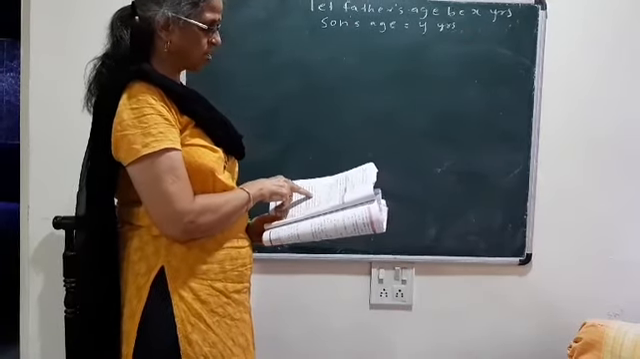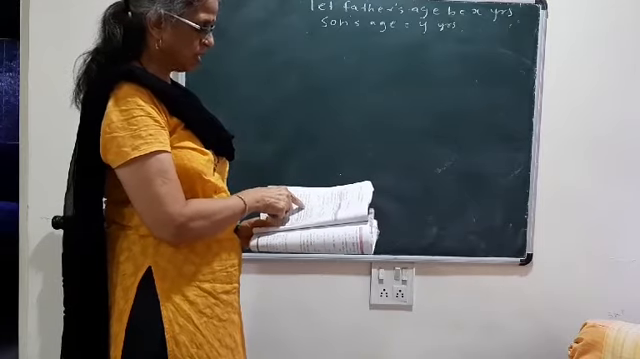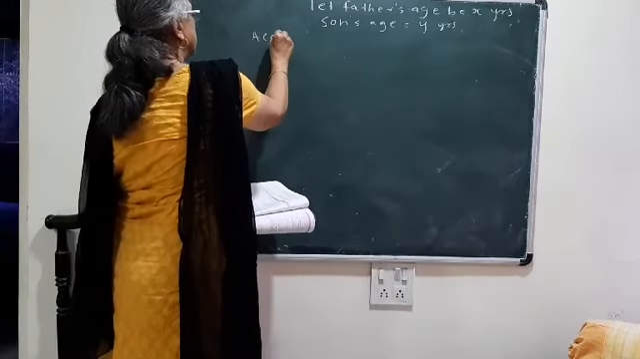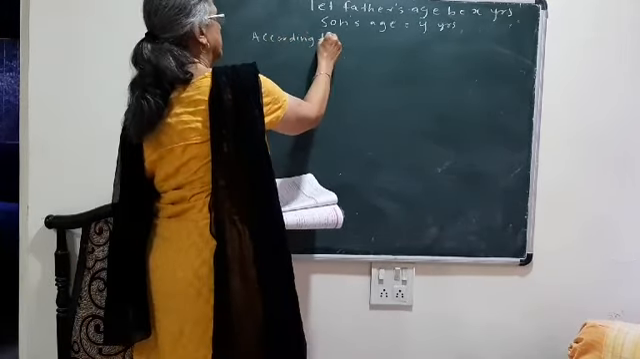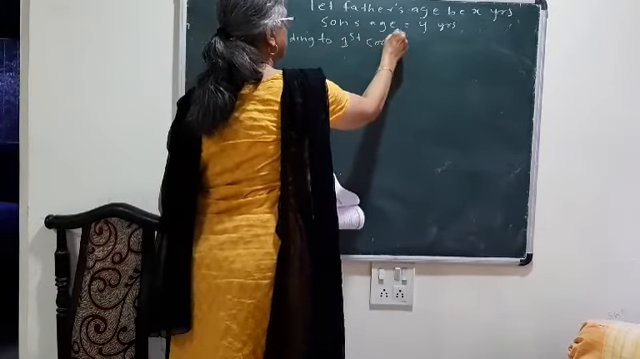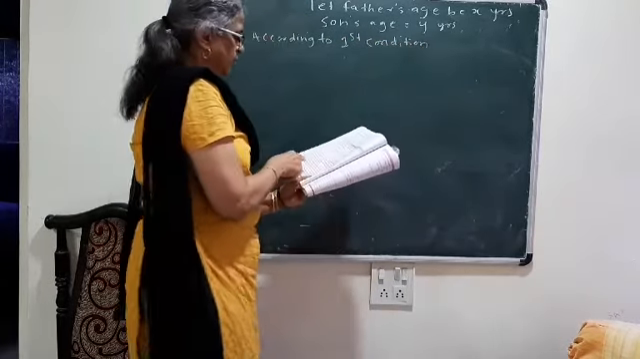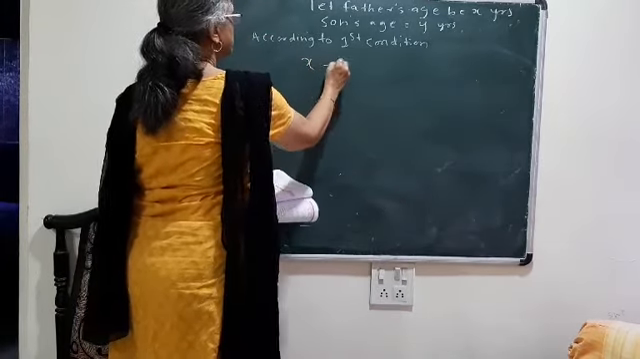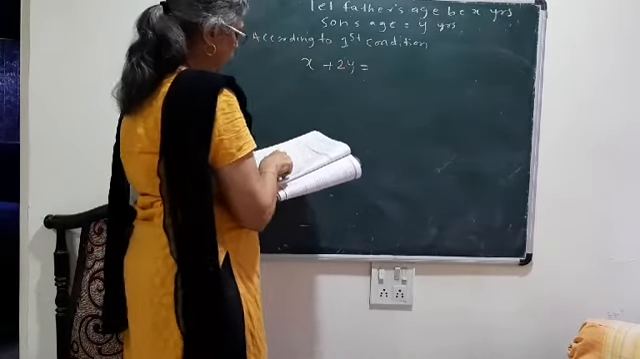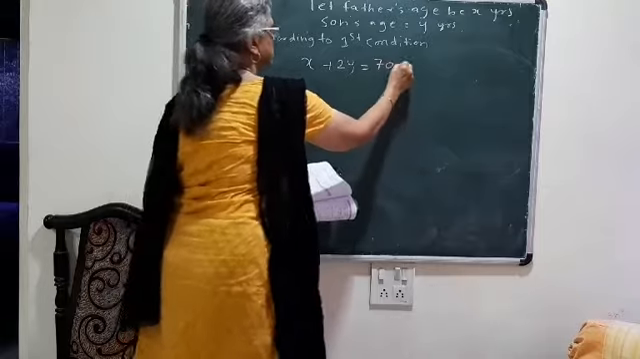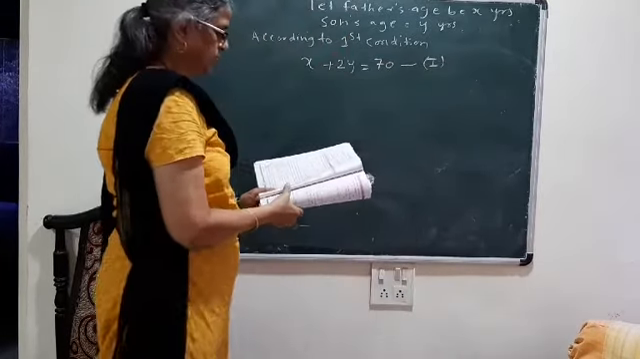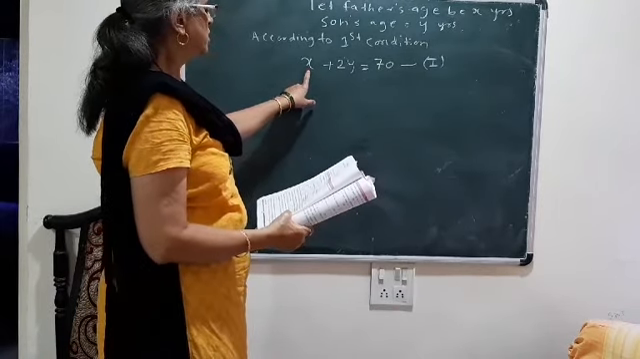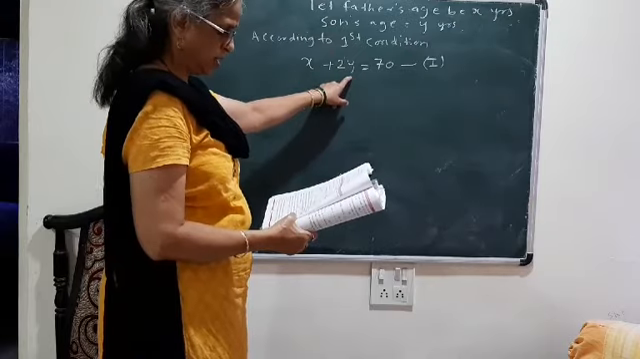The two quantities are father's age and son's age. The sum of father's age and twice the age of son is 70. So according to the first condition, whose sum have they given? Sum of father's age and twice the age of son. So x plus 2y, twice the son's age means 2y, is equal to 70. So that is the first equation. Followed?